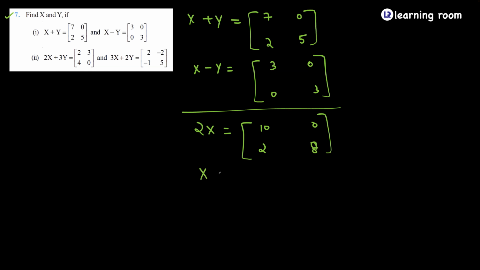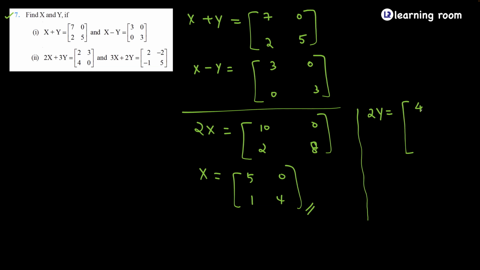So x will be equal to half into this value. Half will get multiplied with each term. The answer will come out to be 5014. So that is the value of x. Now what are we supposed to do to get the value of y? Subtract both. So when you subtract both, you will get 2y is equal to 7 minus 3 is 4, 0 minus 0 is 0, 2 minus 0 is 2, 5 minus 3 is 2. So y will be equal to 2011. The point clear?